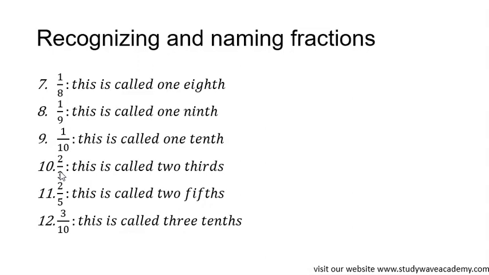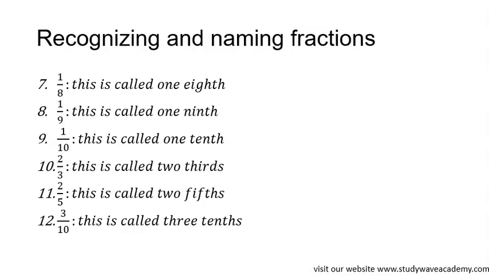This is called 2/3. Okay? And when you see 2 over 5, it is called 2/5. And when you see 3 over 10, it is called 3/10. If you see 4 over 10, it's called 4/10. Okay? So it keeps on going like that. Do you understand? If you see 5 over 10, it is called 5/10.